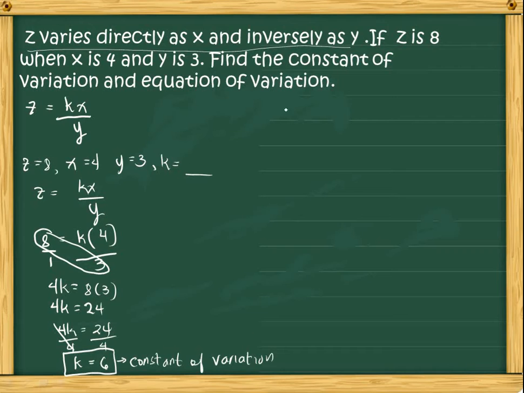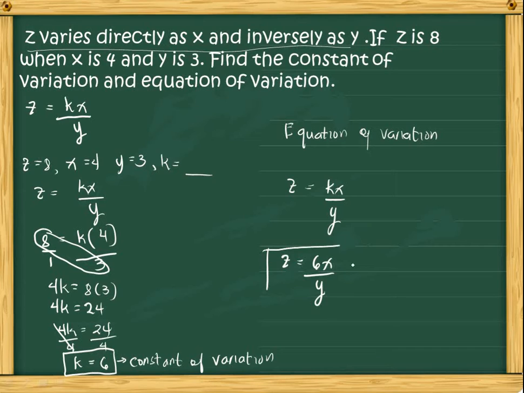Now, how about the equation of variation? All we need to do is to get the equation Z is equal to kx all over y, then substitute the value of k. So Z is equal to 6 times x all over y is what we call the equation of variation.